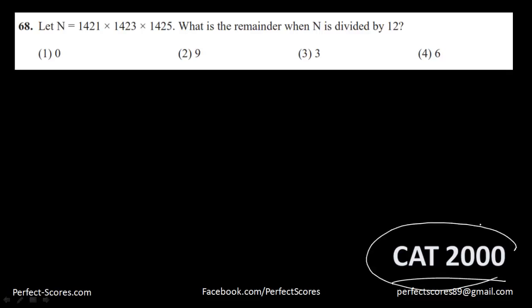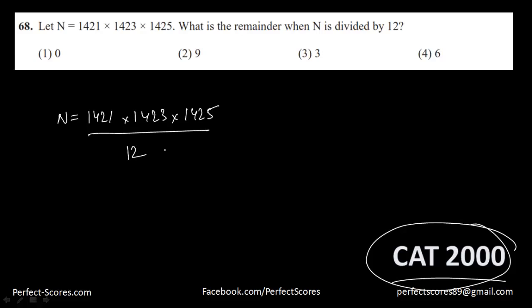It's a CAT 2000 question. For our viewers outside India, CAT is actually one notch tougher than the GMAT, so the questions are a little bit trickier than the questions in the GMAT. The question says that n is equal to 1421 into 1423 into 1425. The question is asking what is the remainder when n is divided by 12.